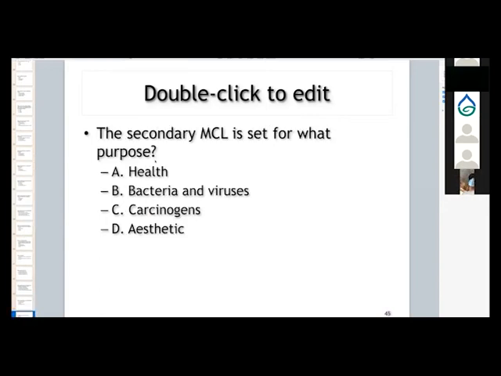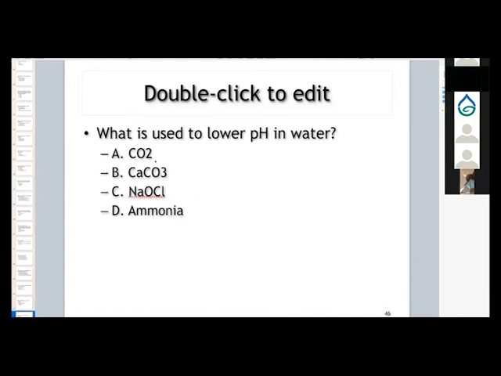The secondary MCL is set for what purpose? Health, bacteria and viruses, carcinogenics, aesthetic. The secondary MCL is aesthetic. The answer is D. What is used to lower pH in water? CO2, calcium carbonate, sodium hypochlorite, ammonia. And the answer is A, CO2.